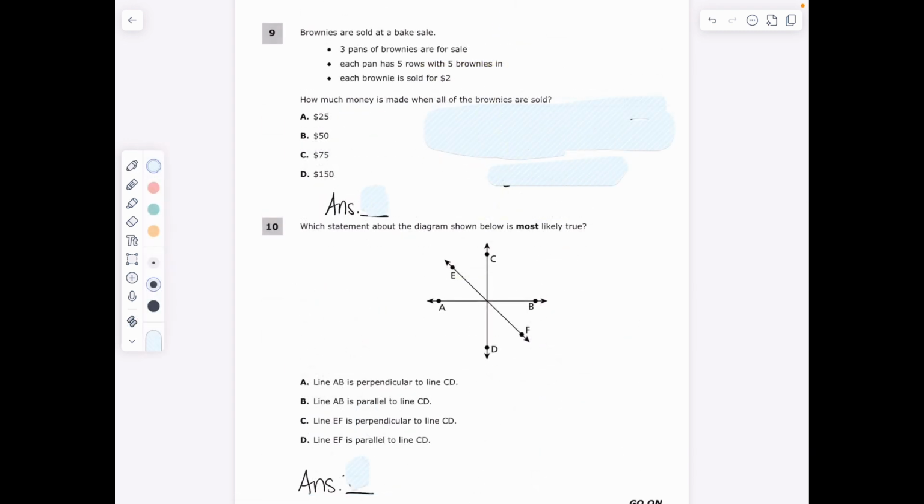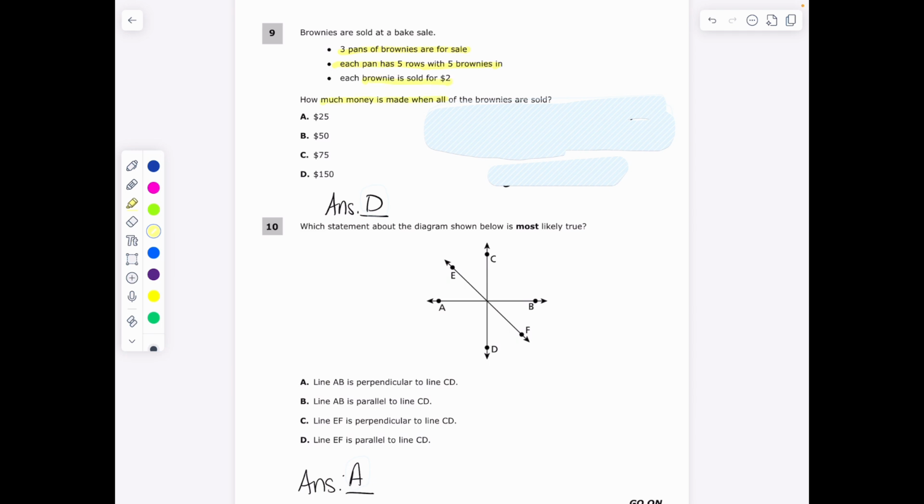Let's look at 9 and 10. The answers for 9 is D, and for 10 is A. All right, we'll start with the first one. For number 9, we have brownies that are sold at a bake sale. We have 3 pans of brownies for sale. I get tongue-tied sometimes. And then each pan has 5 rows with 25 brownies, and each brownie is $2. I want to know how much money they made in all.